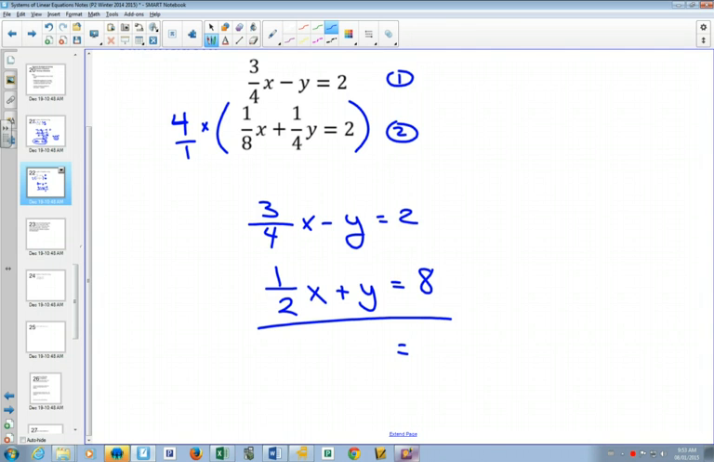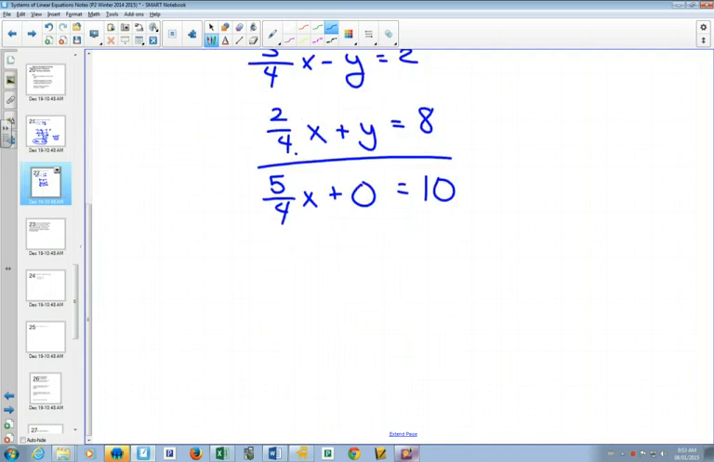How do I add 3/4 plus 1/2? Get a common denominator. So can I take this 1/2 and rewrite it as 2 over 4 so I have a common denominator? Now what will 3/4 plus 2/4 be? 5/4. And a negative y plus y gets eliminated. And then finally 2 plus 8 is 10. So now we have 5 over 4 x equals 10.